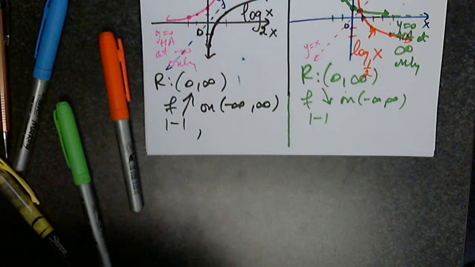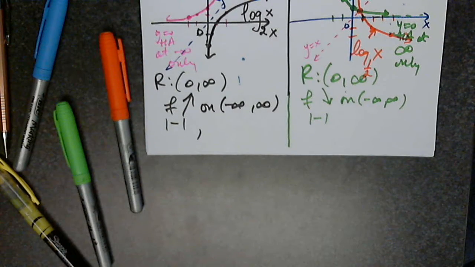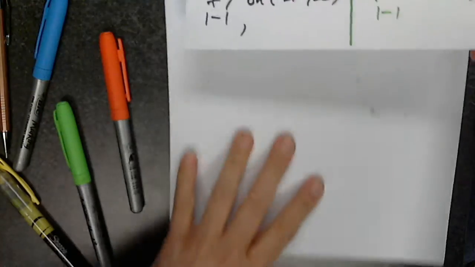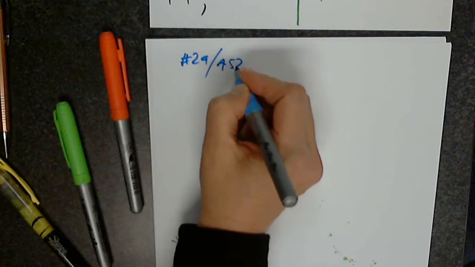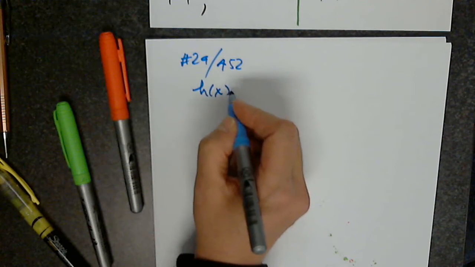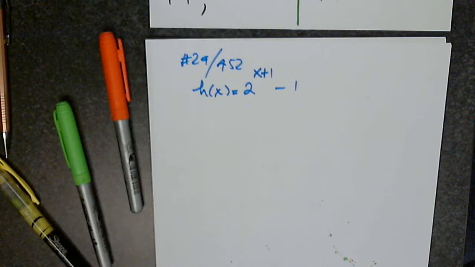Okay, I have 10 more minutes. On page 452, bless you. I would like to graph the function 29 on page 452. H of x equals 2 raised to x plus 1, minus 1.